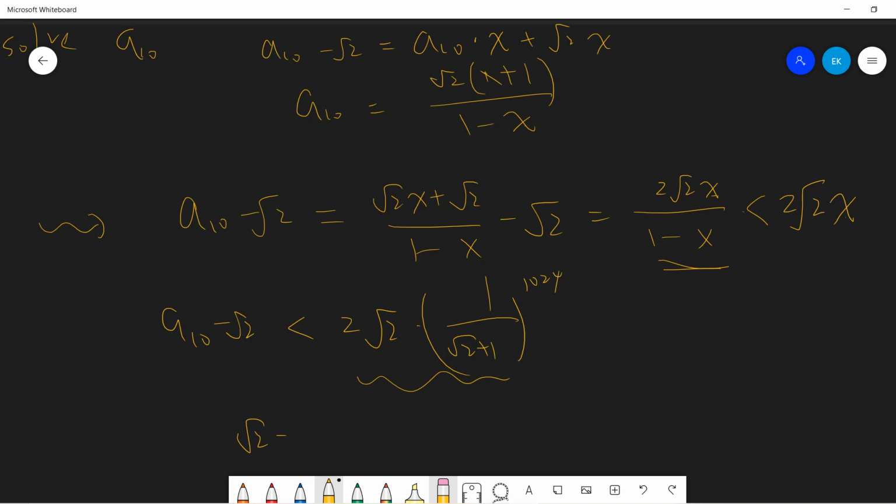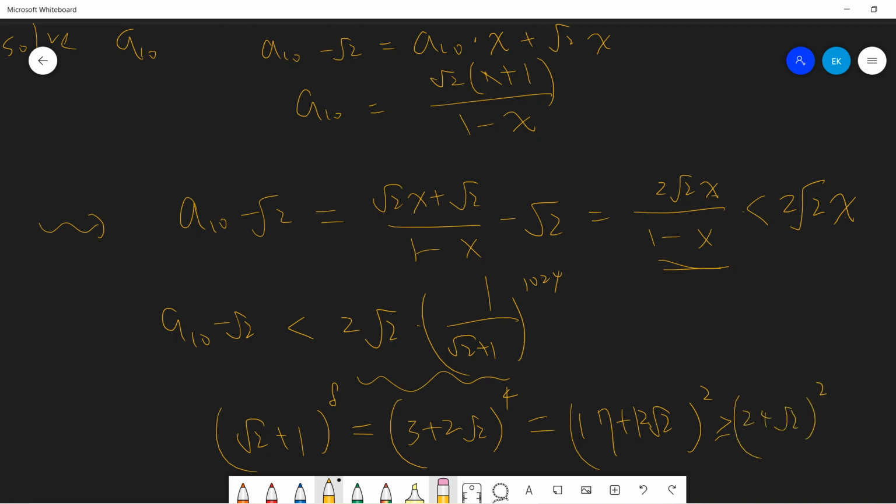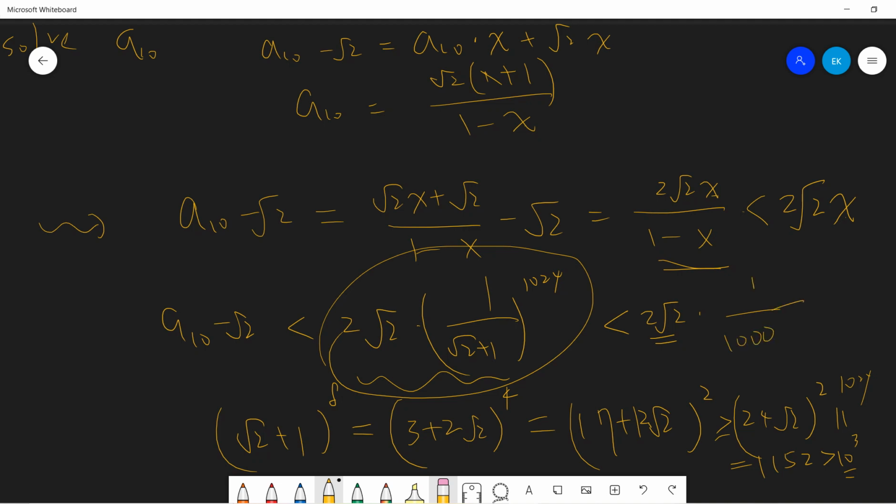Notice that (square root of 2 plus 1) to the power 2 will be 3 plus 2 square root of 2. Let's square it to the power 4, and then it's 17 plus 12 square root of 2, squared, which is greater than 24 squared. I just choose 24 for fun. 24 squared is 576, and so on, which is greater than 10 to the 3. So this term up to power 8 is greater than it, so this term is less than 2 square root of 2 over 1,000.